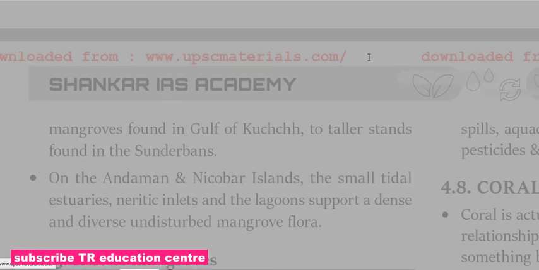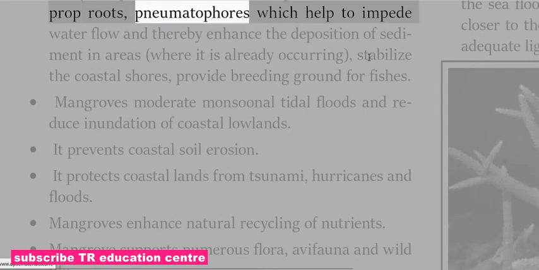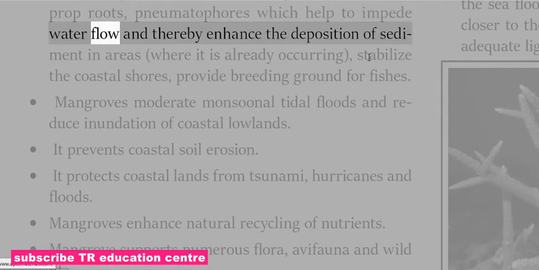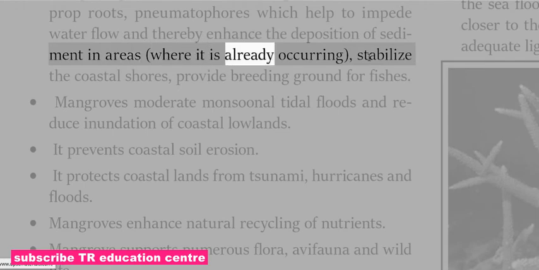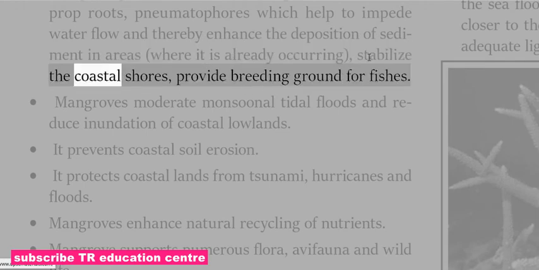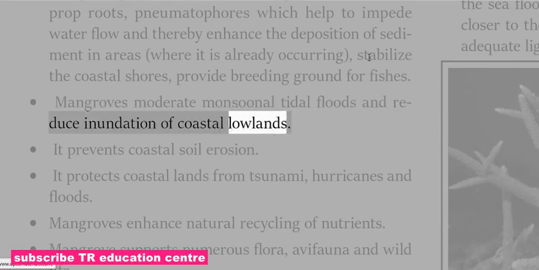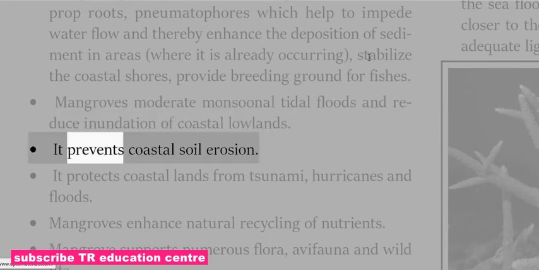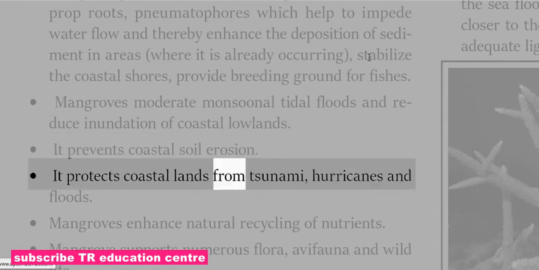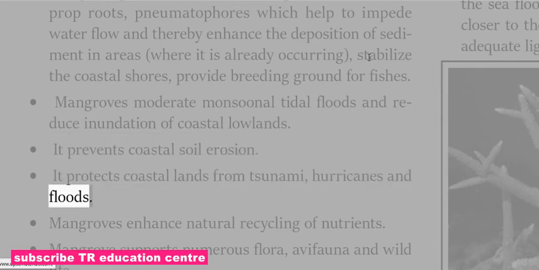Role of mangroves. Mangrove plants have additional, special roots such as prop roots and pneumatophores, which help to impede water flow and thereby enhance the deposition of sediment in areas where it is already occurring, stabilize the coastal shores, and provide breeding ground for fishes. Mangroves moderate monsoonal tidal floods and reduce inundation of coastal lowlands. It prevents coastal soil erosion. It protects coastal lands from tsunami, hurricanes and floods.